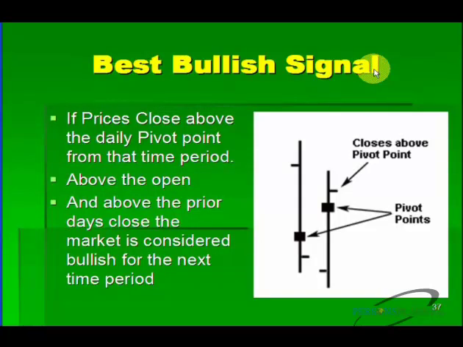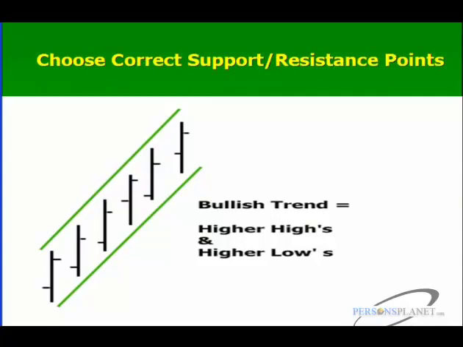So if prices close above the daily pivot point, especially from that given time period, and if we close above the open, and if we close above the prior day's close, the market is considered bullish for the next time period. In this case, we would take our high, our low, and our close, and we'd look for the market to go between pivot point to S1 up to R2. We'd look for a bullish reversal sign. So that's how we can help filter out our numbers and what to expect based on price conditions in the marketplace.